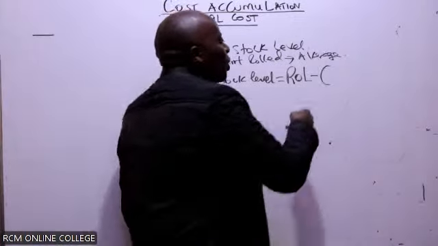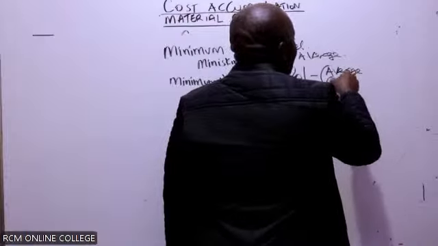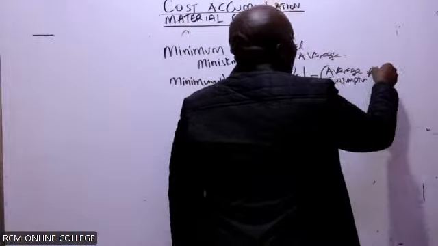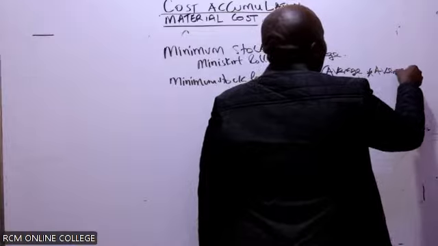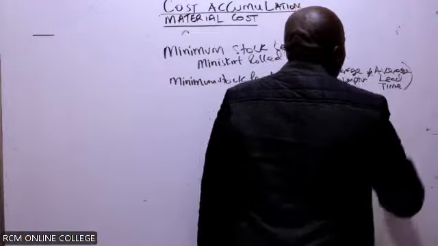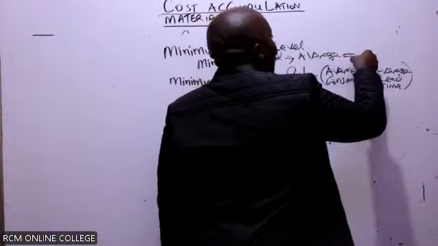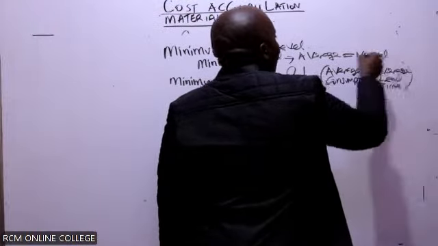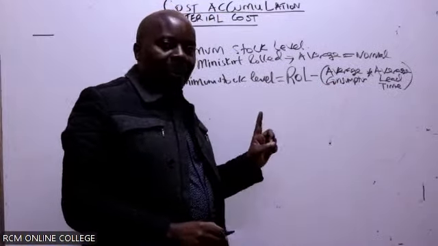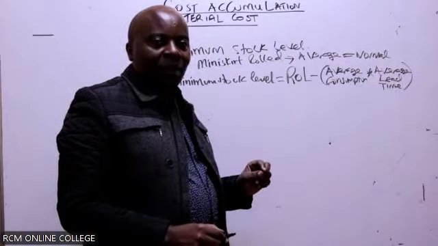To get the minimum stock level, I will remember rolling the miniskirt into brackets, I become average. So we are looking at average consumption times average lead time. Remember that average is the same as normal, but I prefer saying miniskirt rolled, I become average, not normal.